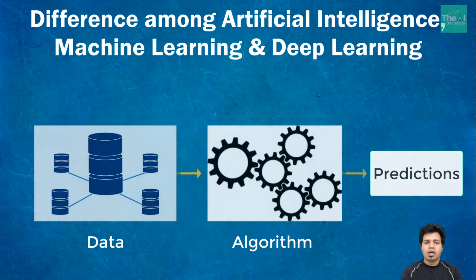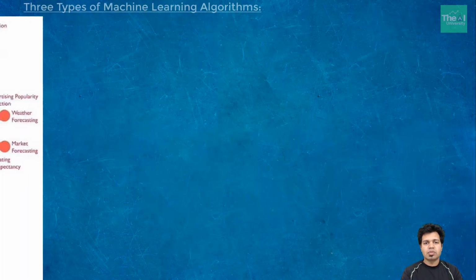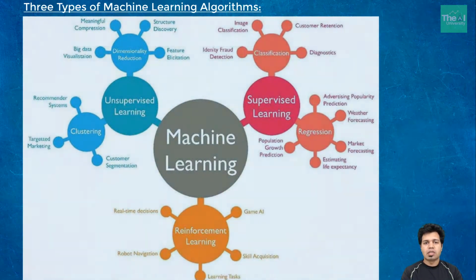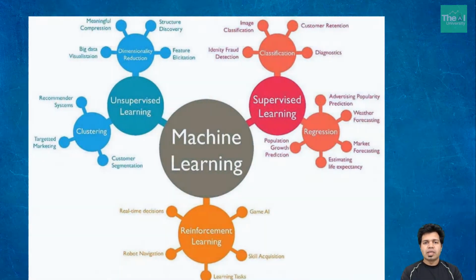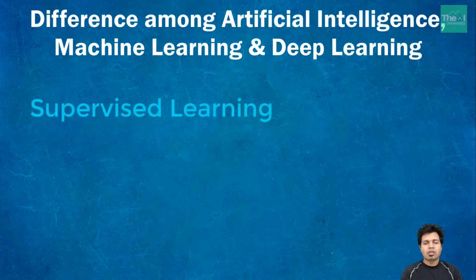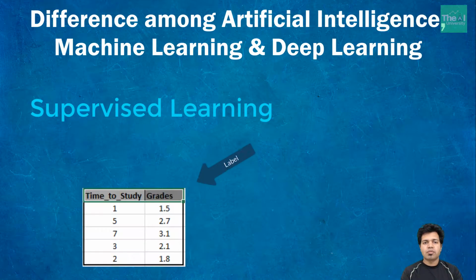Machine learning can be classified into three types of algorithms, namely supervised, unsupervised, and reinforcement learning. So let's explore them one by one. Number one is supervised learning, where an algorithm is provided with data which is labeled. That is, each record or observation of the data is tagged with the correct label.